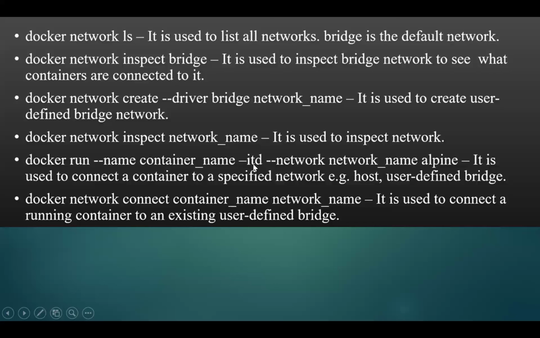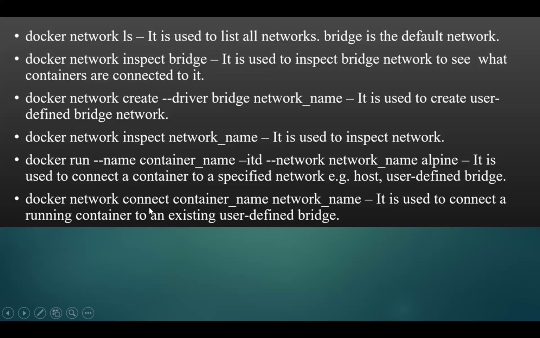-itd: i-t for interactive, d for detach. It means your container will continue running. If you don't use this, your container will go down the moment it is created, it shuts down. To keep it running, you need to use -itd, followed by the network name, whatever network you want to deploy your container on.